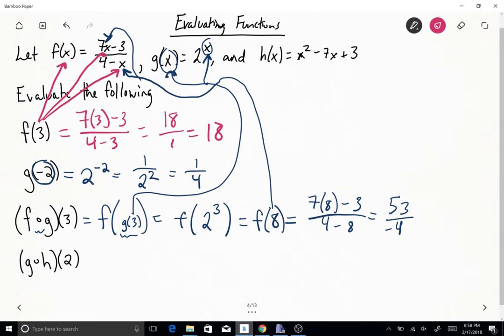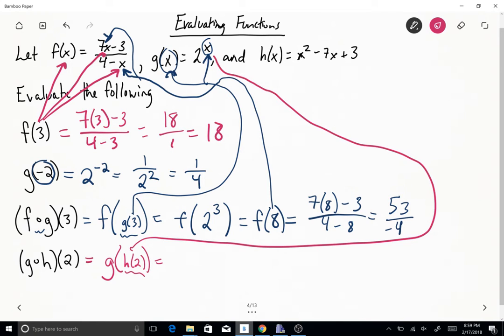Okay, so let's try g composed with h of 2 and see what happens. So that's g of h of 2, and I'll show you a different way to work it this time. Here's a different route, and we'll get a similar answer. We could use it in the other case. You pick which one you like and you're going to be good to go. So we're plugging in h of 2 where we see an x.